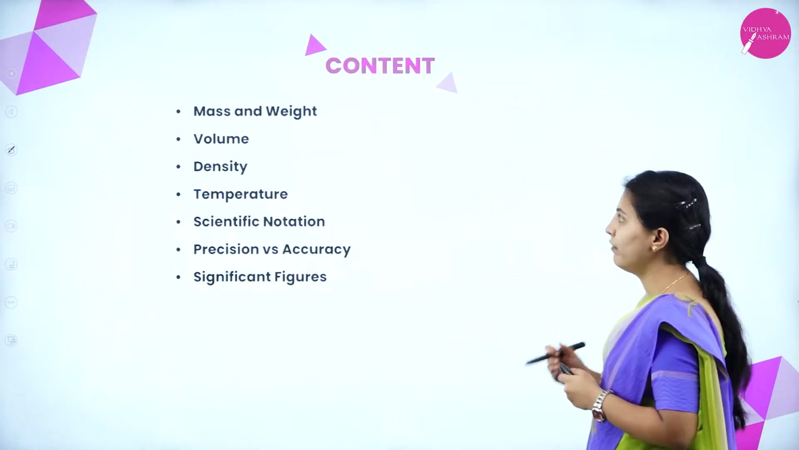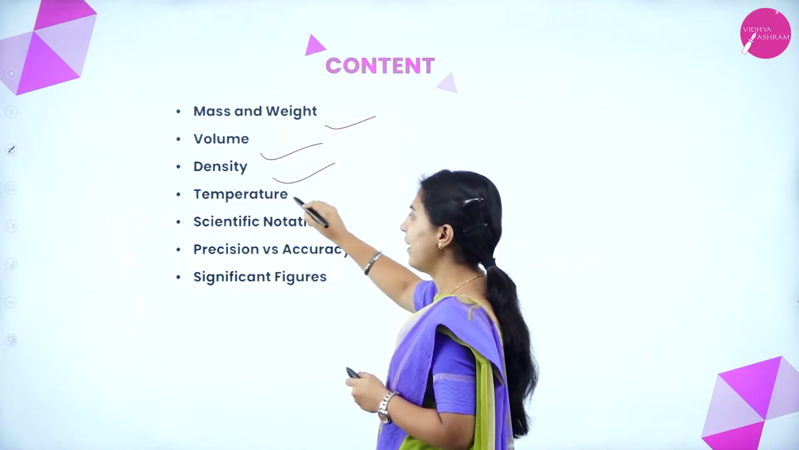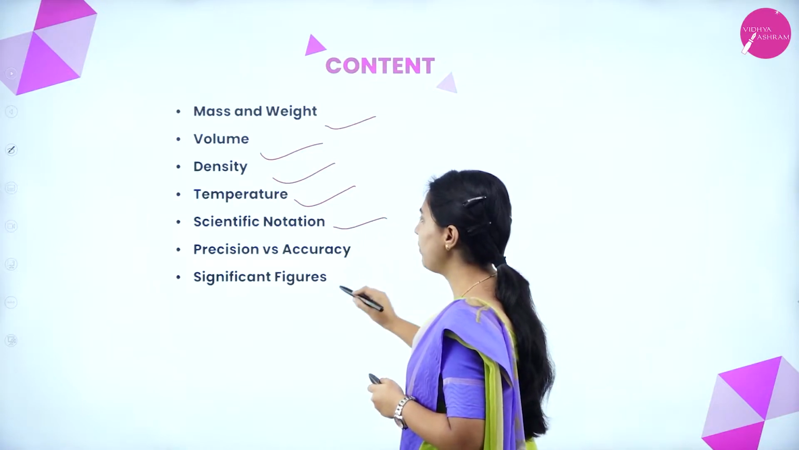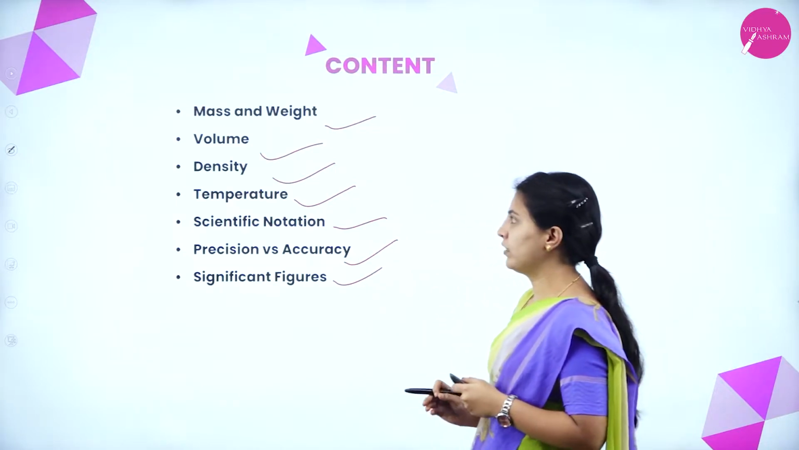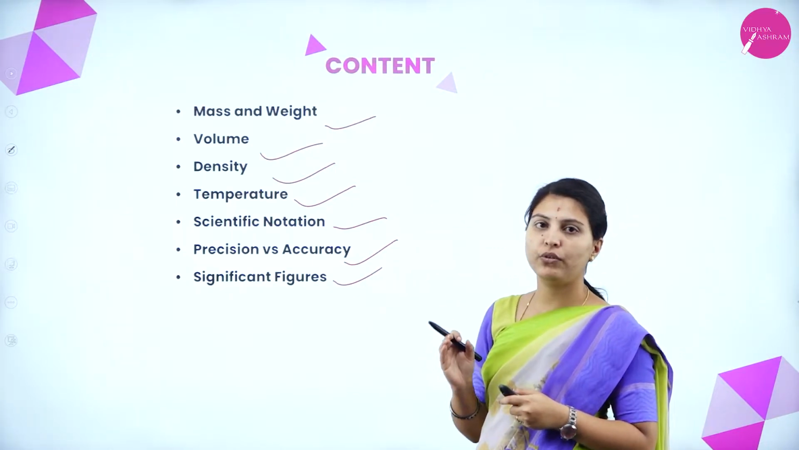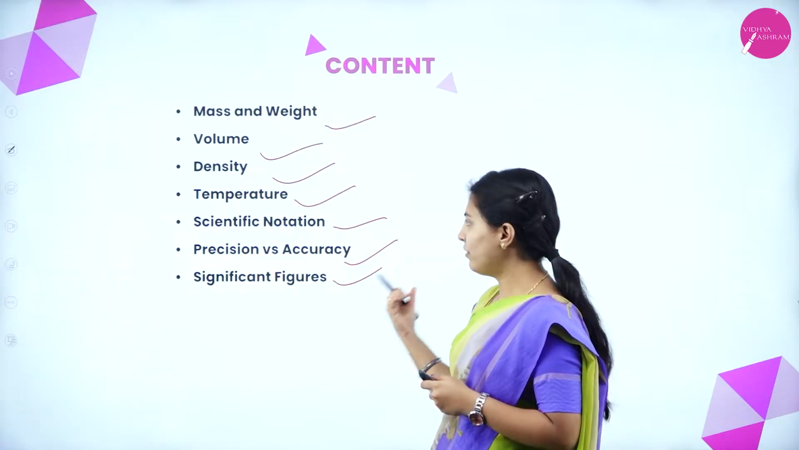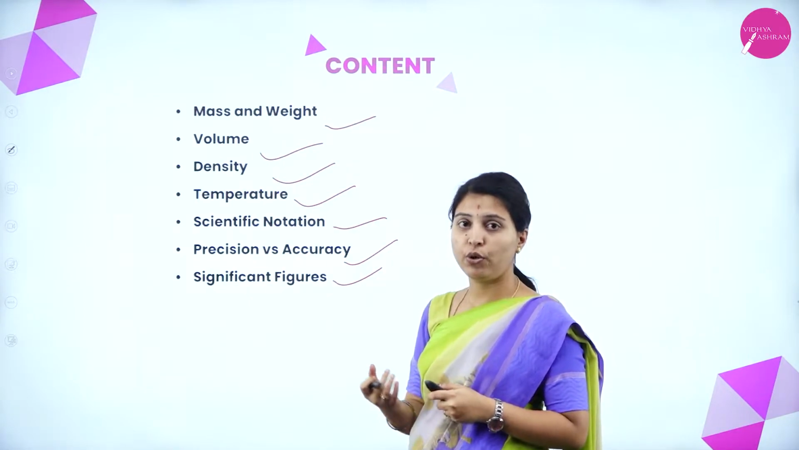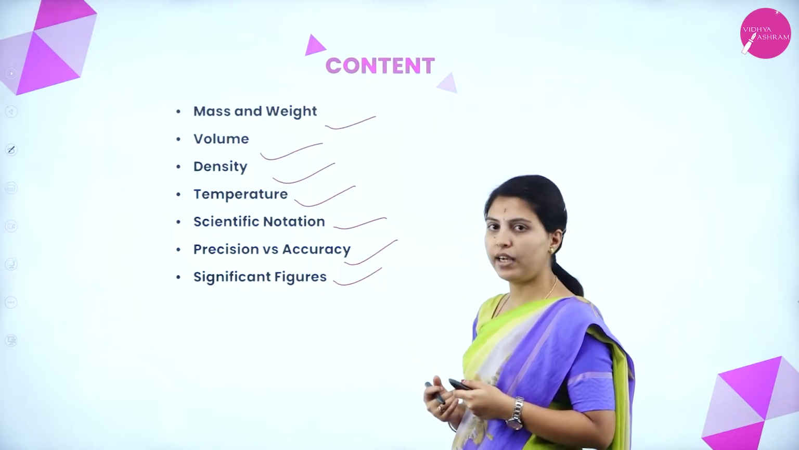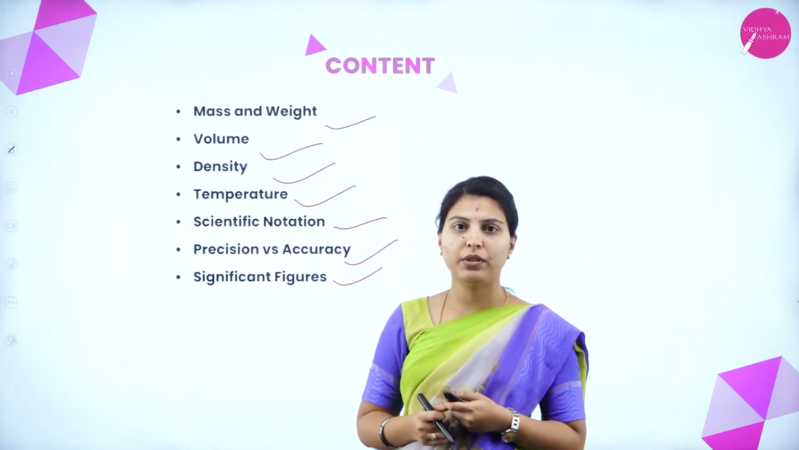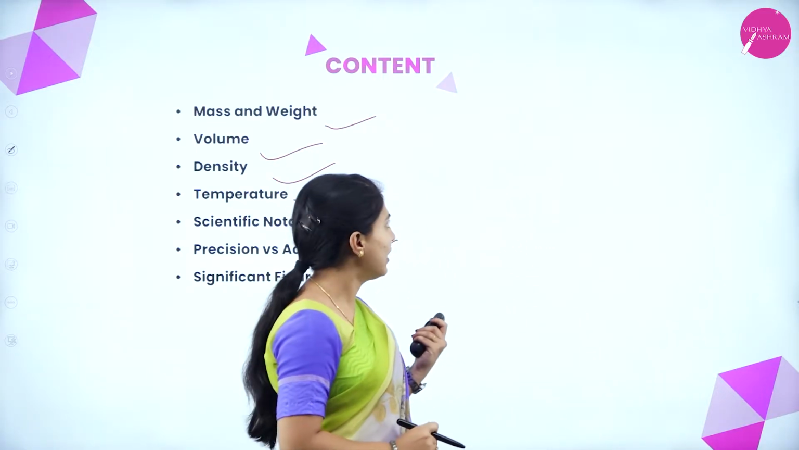In this session, we will discuss mass and weight, volume, density, temperature, scientific notation, precision versus accuracy and significant figures. Half of it is all about physical quantities. How to do the problems? If you want to do the problems, you need the knowledge of scientific notation. If you want to know what is correct and what is wrong, you need the knowledge of precision versus accuracy. How to wind up with the result? For that, you should have significant figures. We'll see one by one.